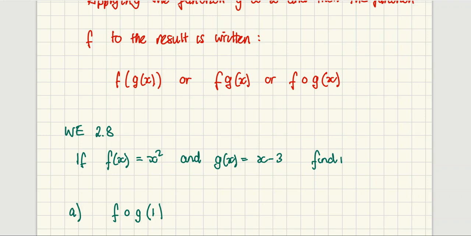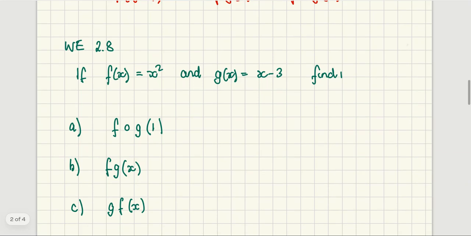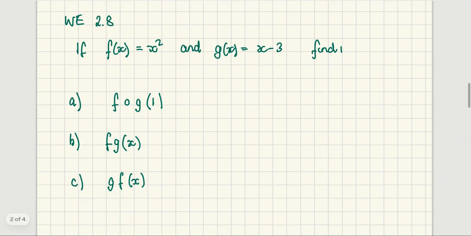So just to rattle through these questions, we've been told that f of x is x squared and g of x is x minus 3. Find f of g of 1. How do we do it? Plug in 1 to g of x. So we do g of 1, which equals minus 2. And then we do f of minus 2, which equals 4. And that's your answer.